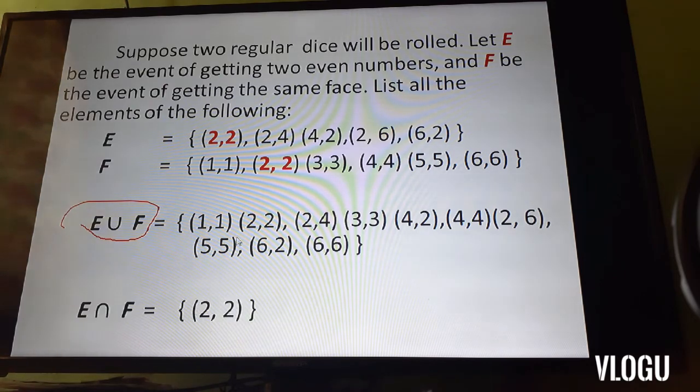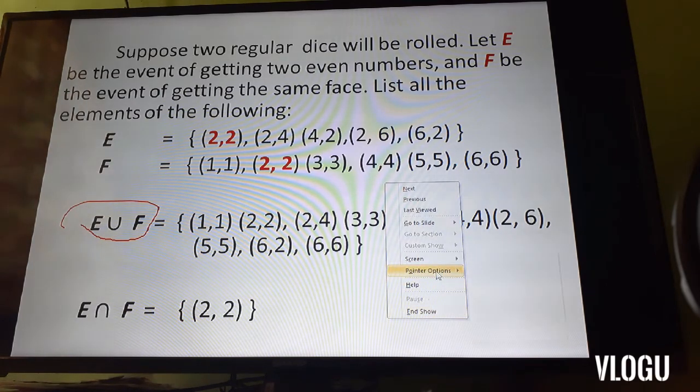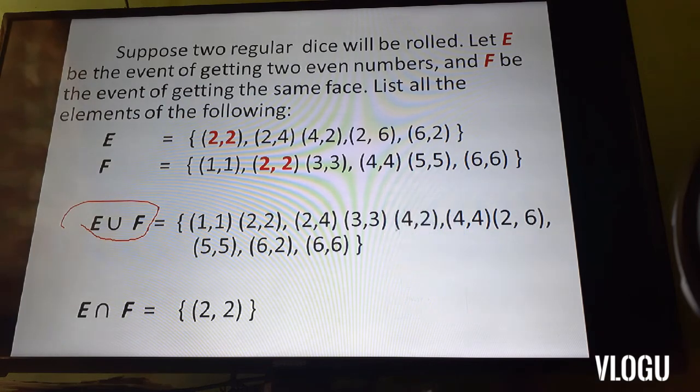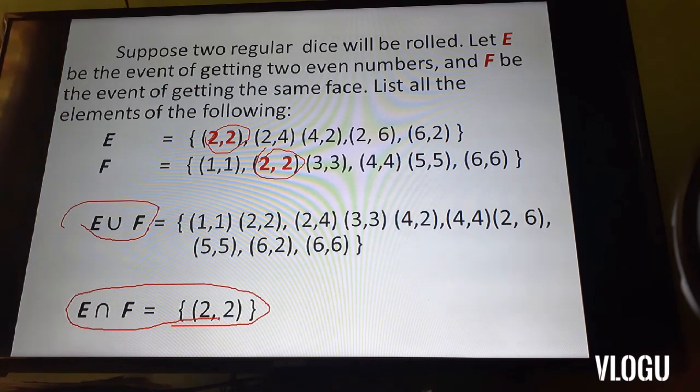How about if we are going to find their intersection? Well, we simply find the common outcome found in these two events, and that is 2 and 2. And therefore, their intersection is 2 and 2.